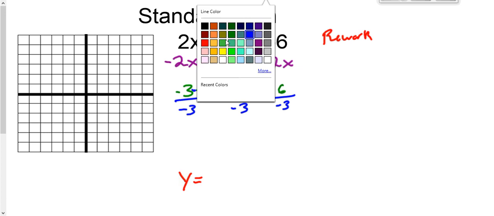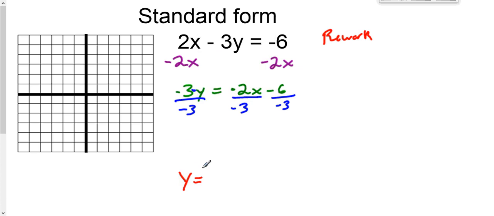Everybody ends up getting divided. The y, or this negative 3y, becomes y because they cancel. 2 and 3 don't simplify, so we still have 2/3, but 2 negatives make a positive, so we just have a 2/3 x. The 2 negatives create a positive. 6 divided by 3 just gives us 2. So we start up 2, and then we go up 2, right 3, up 2, right 3, down 2, left 3, down 2, left 3.